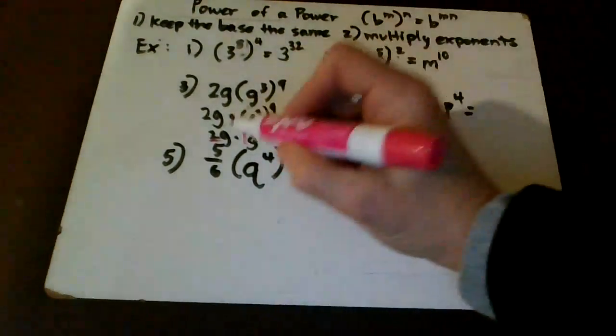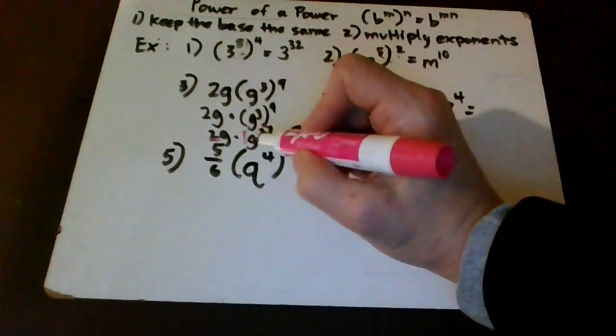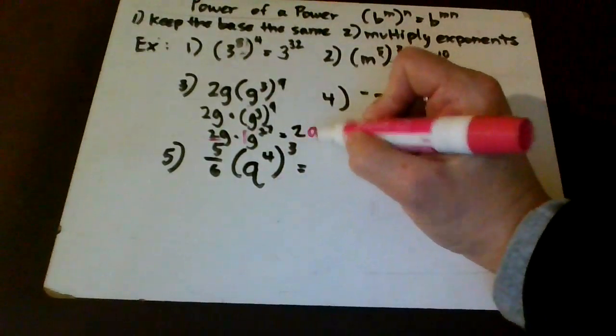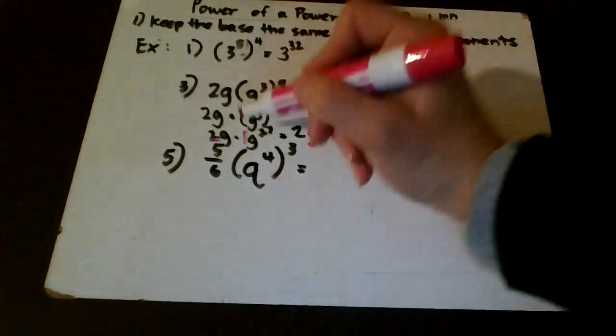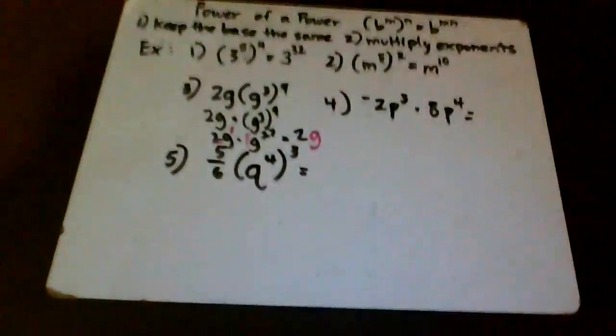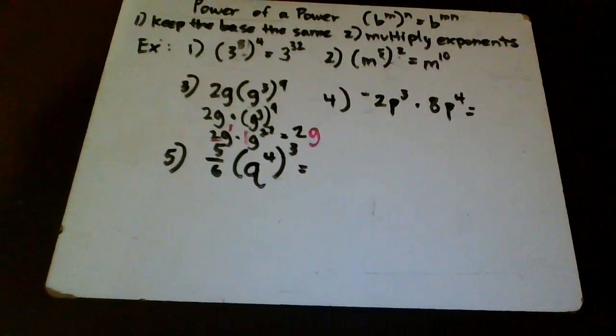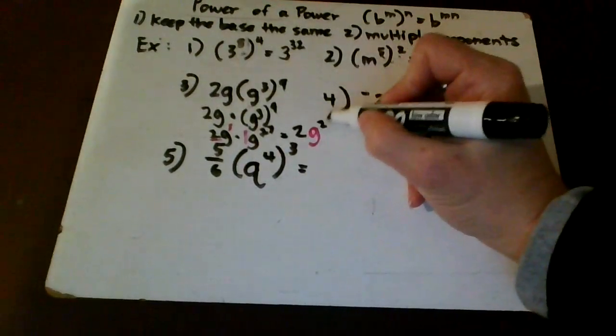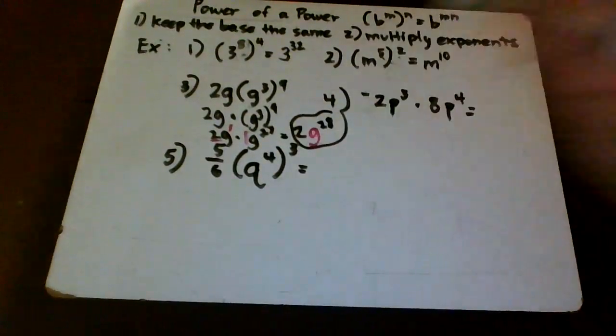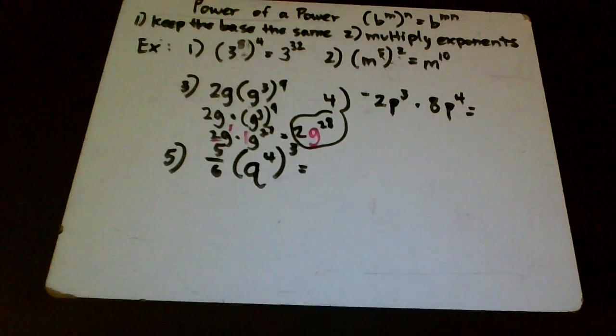And then I have product of powers. I keep the base the same, which is g. And there's nothing here, so of course you know that's a 1. And 1 plus 27 is 28. So your answer would be 2g to the 28th power.